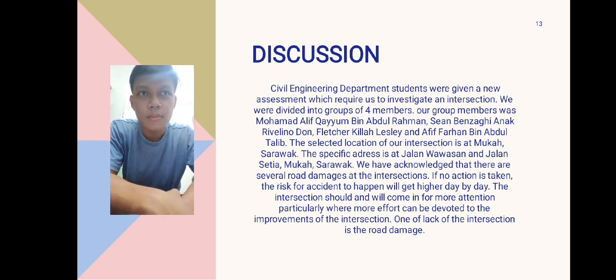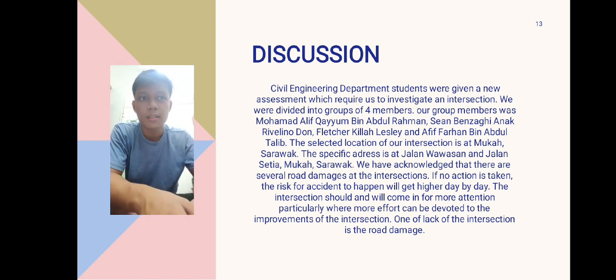The selected location of our intersection is at Mukah, Sarawak. The specific address is Jalan Wawasan and Jalan Setia, Mukah, Sarawak. We have acknowledged that there are several road damages at the intersection. If no action is taken, the risk of accidents will get higher day by day. The intersection should and will come in for more attention, particularly where more effort can be devoted to the improvement of the intersection. One of the flaws of the intersection is the road damage.